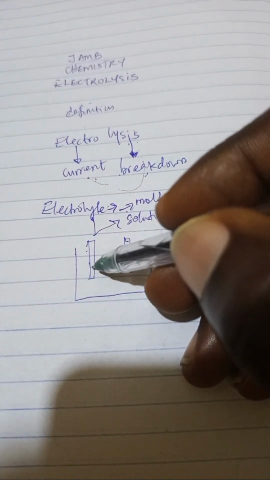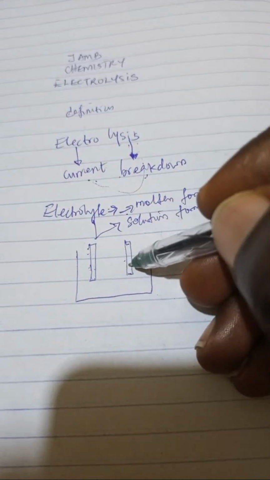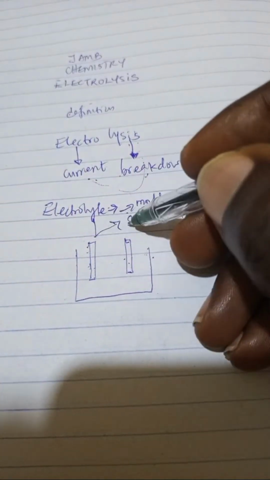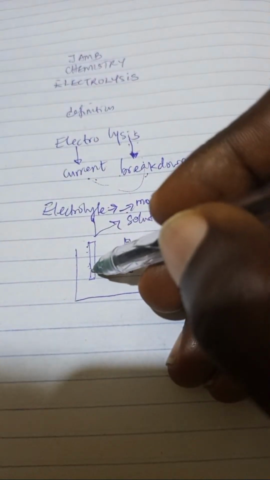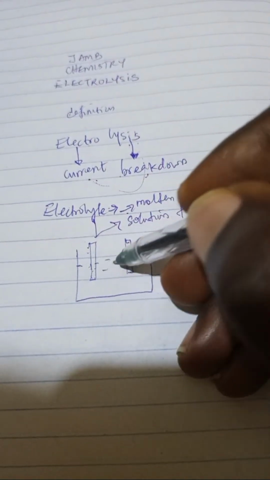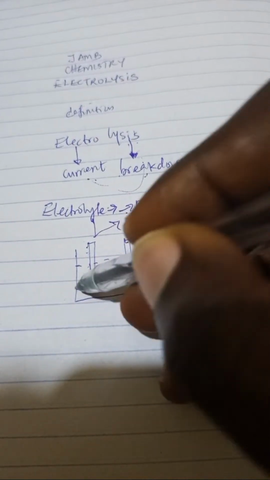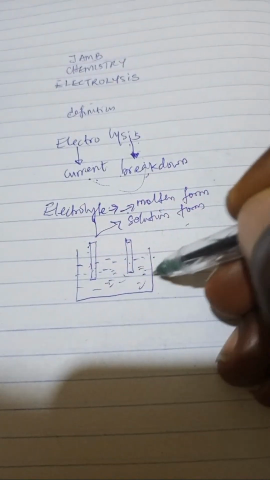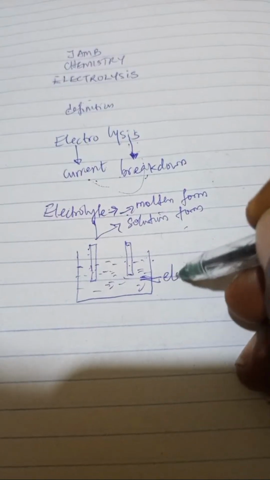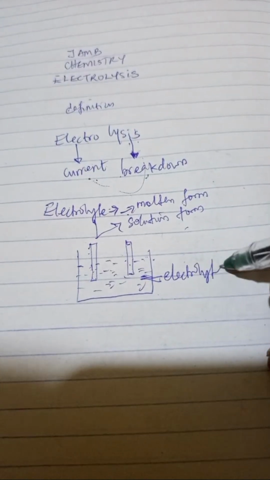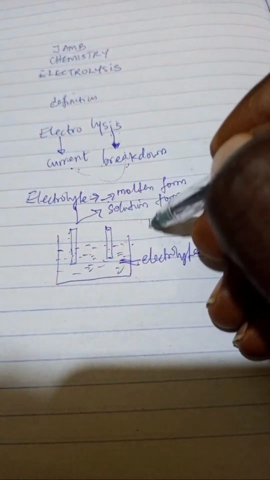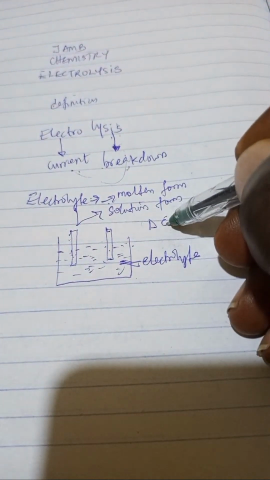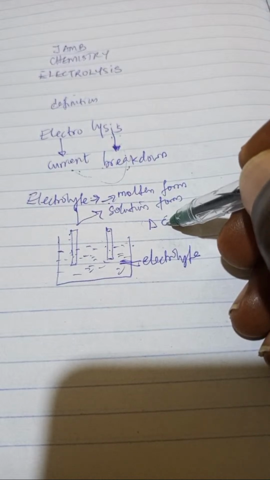These two rods will be connected to a current source, a direct current source. Then you have the electrolyte placed inside here. This is the electrolyte here. You plug everything to a DC source, direct current, not AC. We use direct current when we're talking about electrolysis.